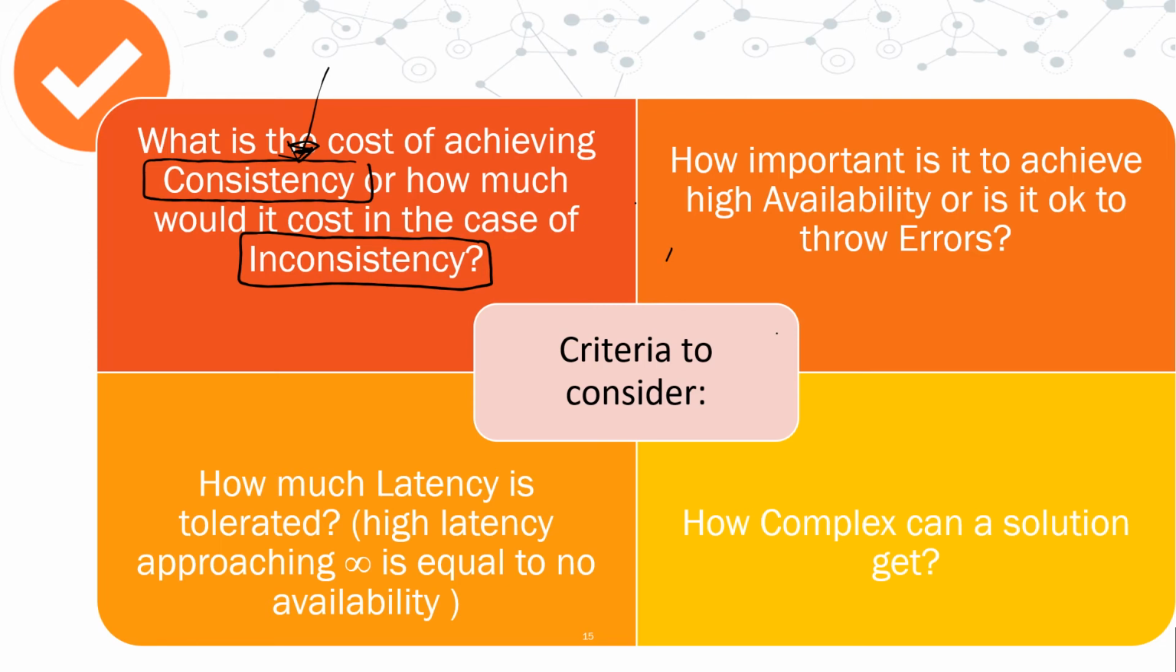So this is the first criteria. What would be the cost of achieving consistency? And what would be the cost if we allow inconsistency?